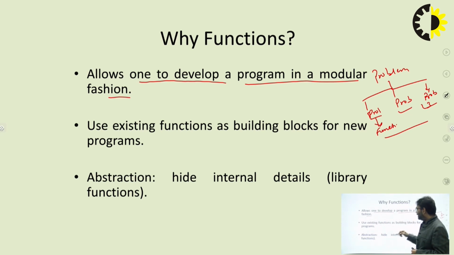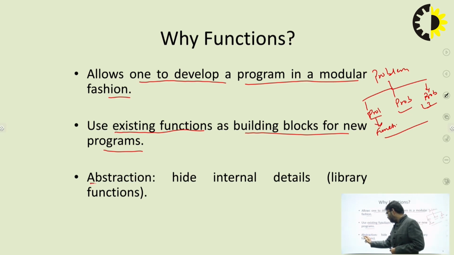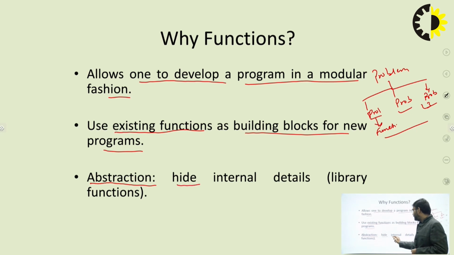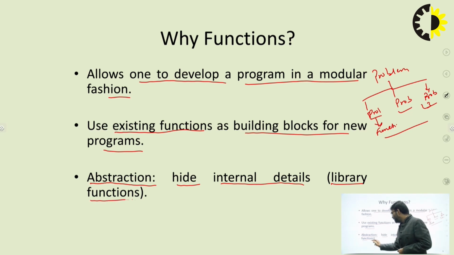Second advantage, we can use an existing function as a building block for a new program. It means suppose we already have a function to solve a problem, we can use that function to develop another new program. A third benefit of using functions is abstraction, or we can say it hides the internal details with the help of library functions. So basically, we can use a function without knowing the details of that function. It is called abstraction.